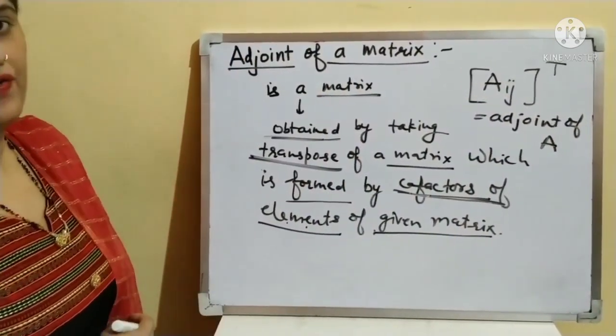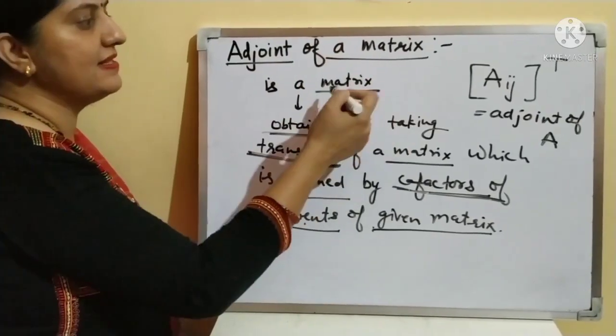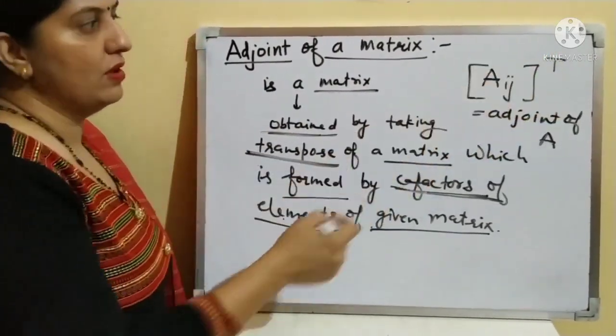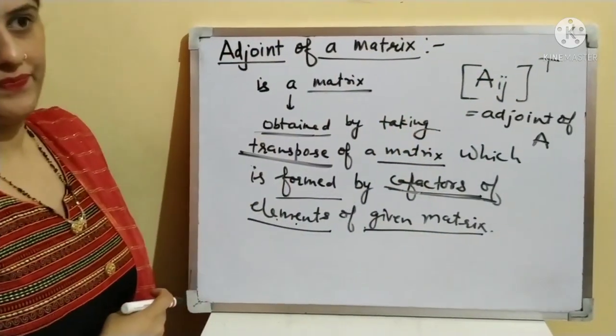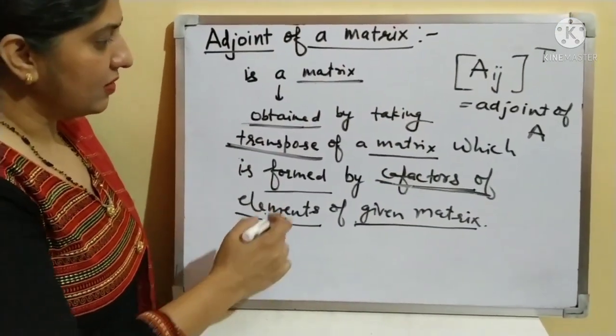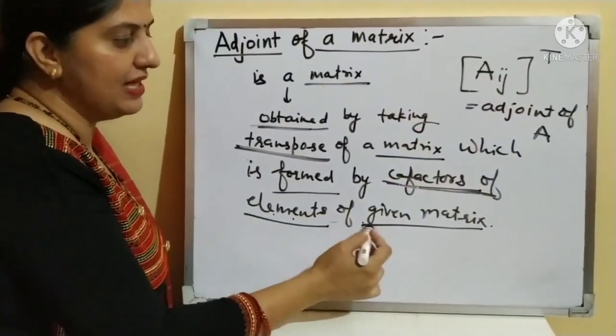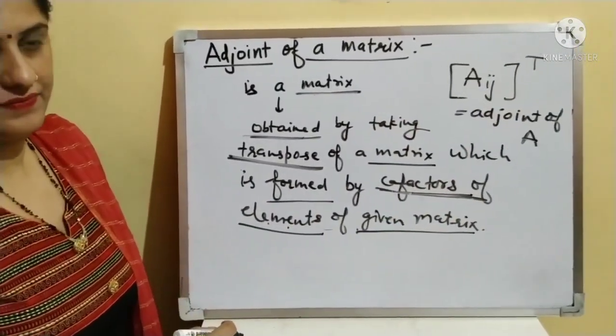Clear? So what is the adjoint of a matrix? Adjoint of a matrix is a matrix obtained by taking transpose of a matrix which is formed by cofactors of all the elements of given matrix.